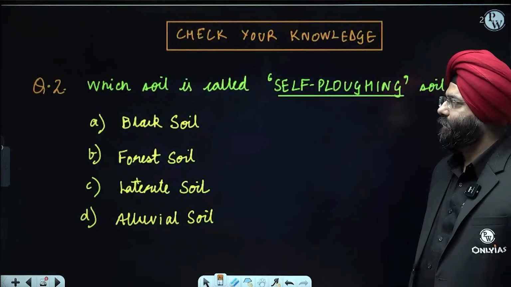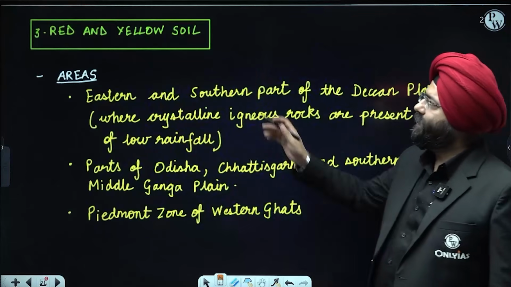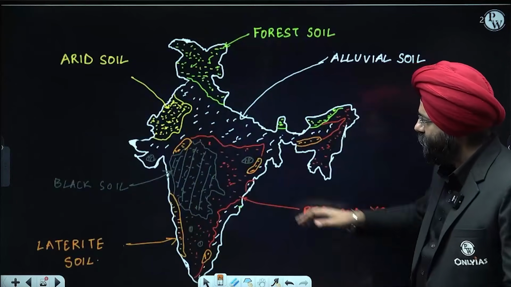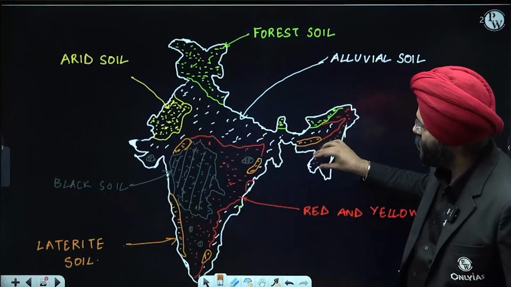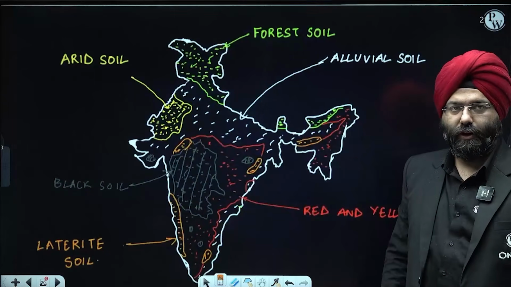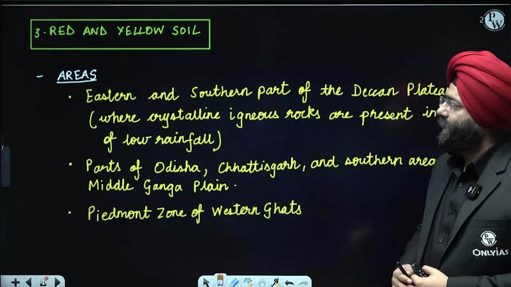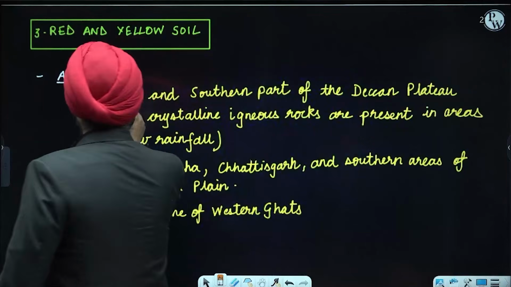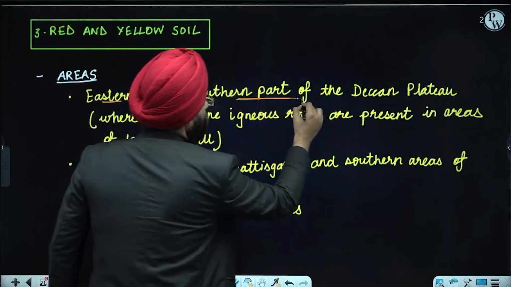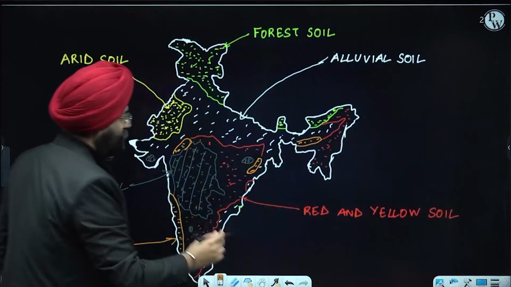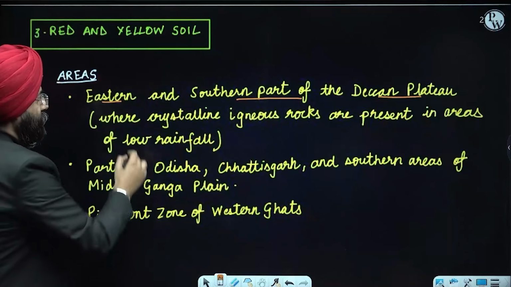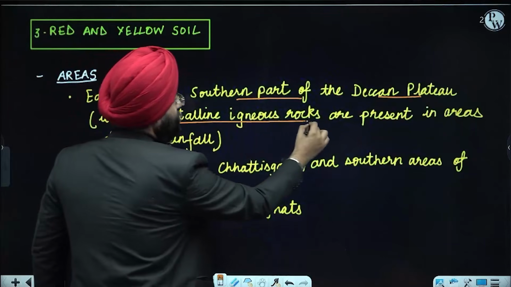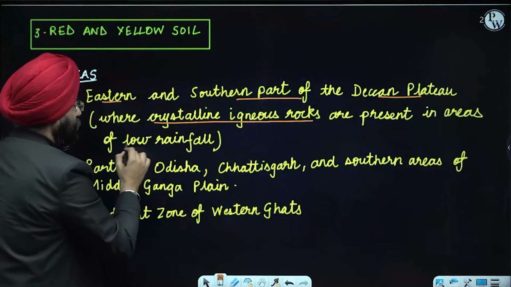Let's begin. Again, next is the red and yellow soil. If you see the red and yellow soil, this complete portion which is in red, all this part, and over here also, this is known as the red and the yellow soil. Clear? Let's see. Areas: it is present in the eastern and southern part of the Deccan Plateau. As you've already seen in the map also, eastern and southern part of the Deccan Plateau, where crystalline igneous rocks are present in these areas of low rainfall.